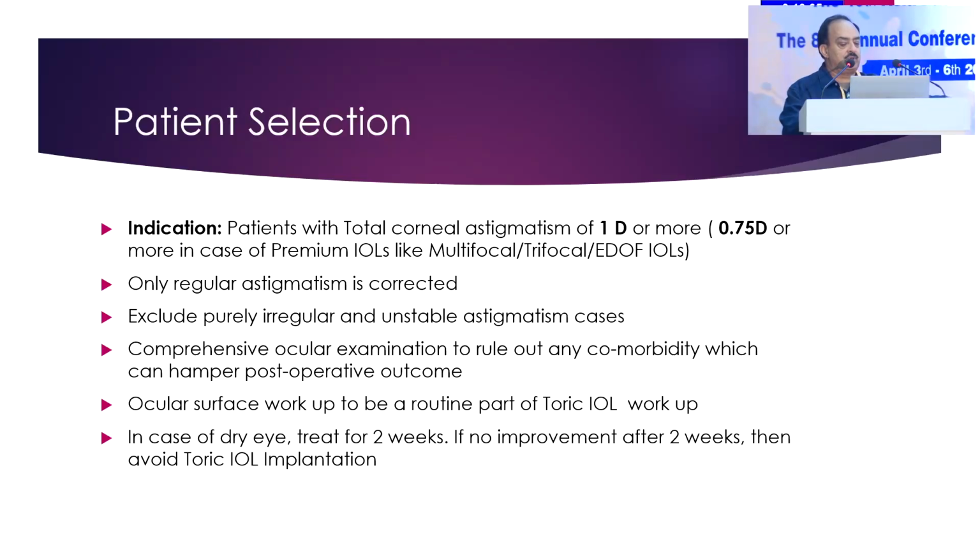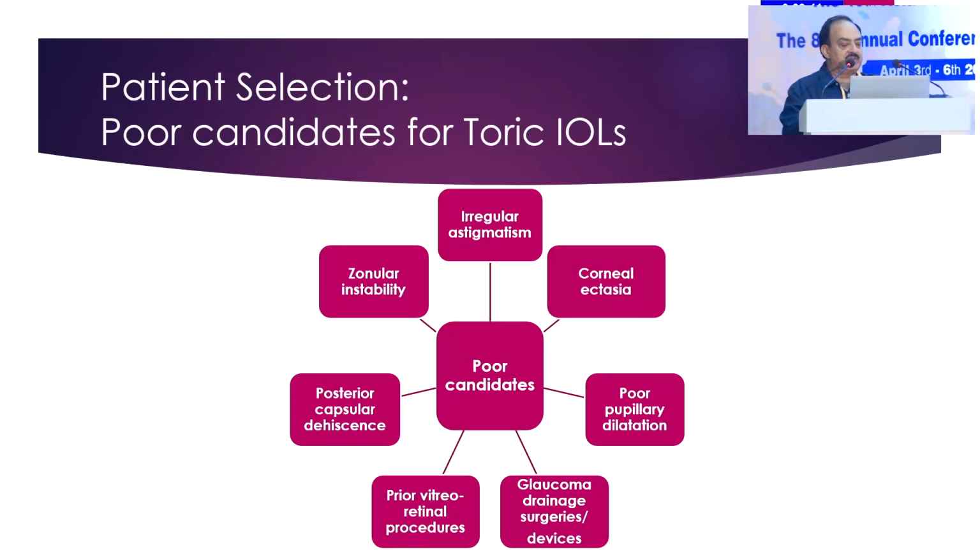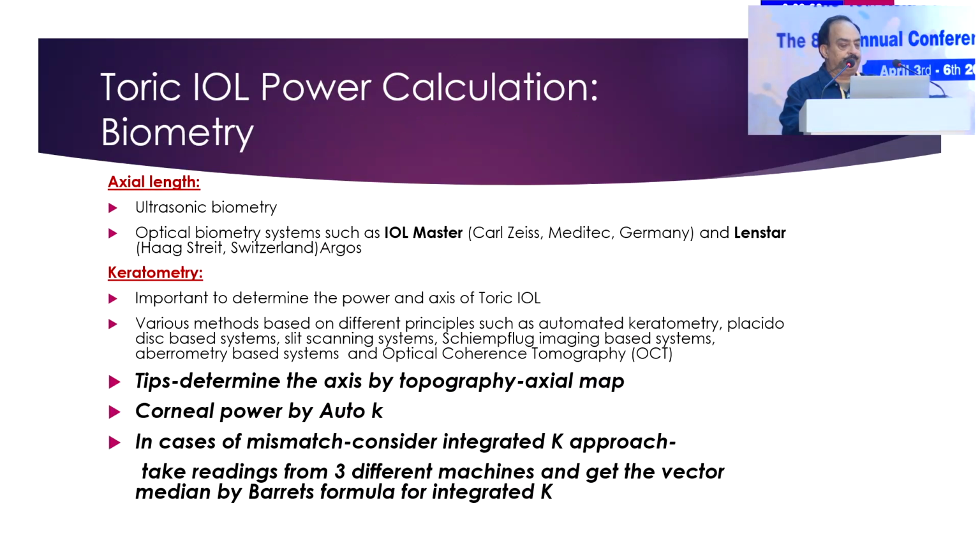Comprehensive ocular examination to rule out any comorbidity which can hamper post-op outcome. Ocular surface workup: optimizing the ocular surface is again a very important point, and it should be a routine part of toric IOL workup. In case of dry eye, treat for 2 weeks. If no improvement after 2 weeks, then avoid toric IOL implantation. So the poor candidates are irregular astigmatism, zonular instability, posterior capsular dehiscence, prior vitreoretinal procedures, glaucoma drainage surgical devices, poor pupillary dilatation, and corneal ectasia.